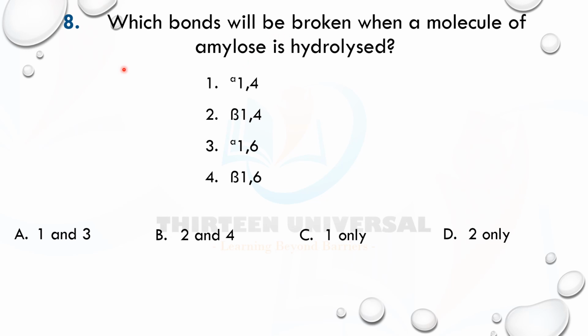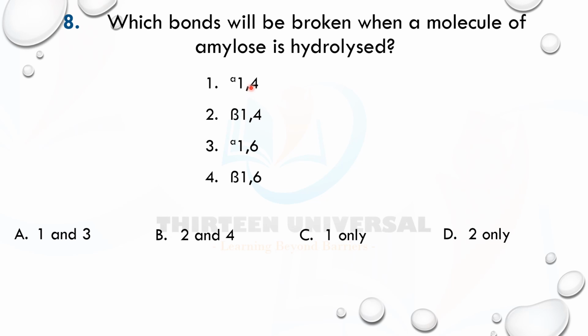Now, amylose, please, you have to remember that amylose is an unbranched, straight chain polysaccharide. And amylose is a polysaccharide of alpha glucose. So it can never be 2 nor 4 because they are talking about beta, right? Now 1 or 3 likely, but let's check. Because amylose is unbranched, it forms only 1,4.